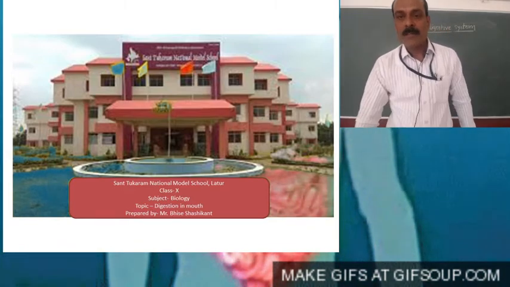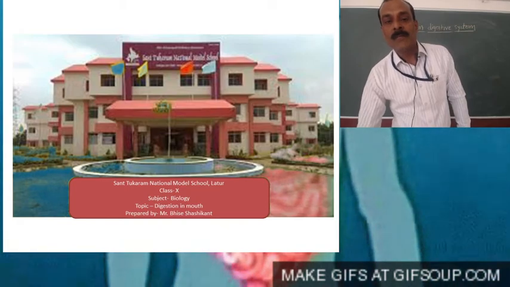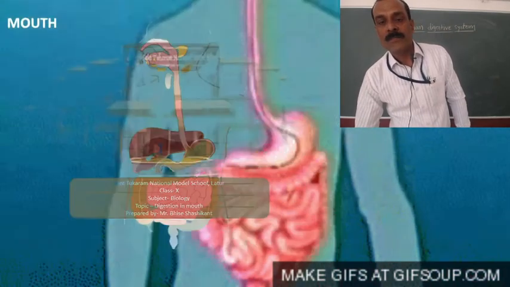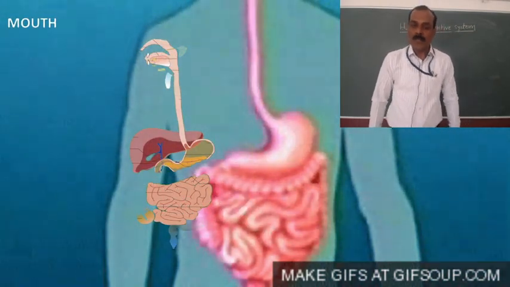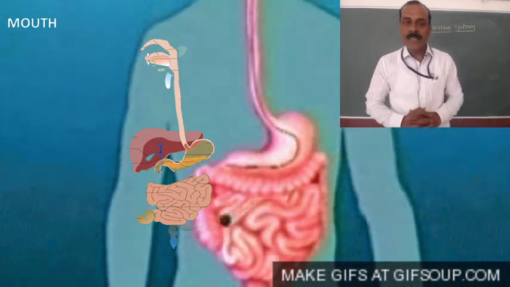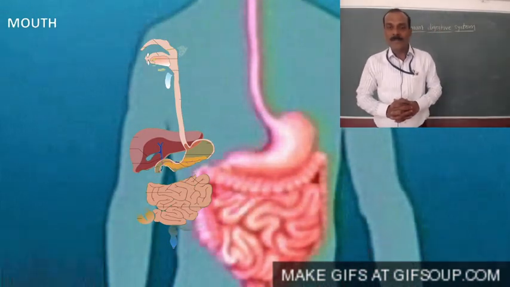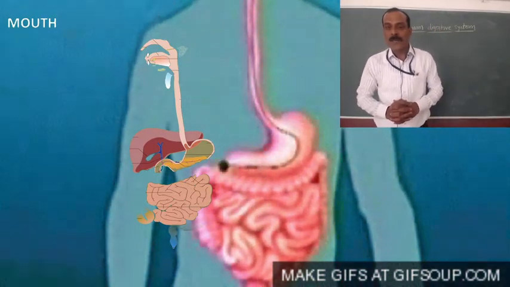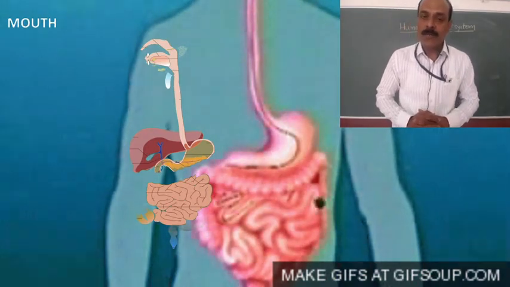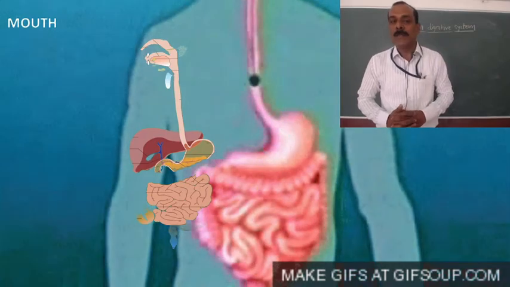Dear children, we know the human digestive system is made up of different organs. A very important part of it is the alimentary canal. Starting from the mouth, it goes up to the anus, and in this part, human digestion takes place.